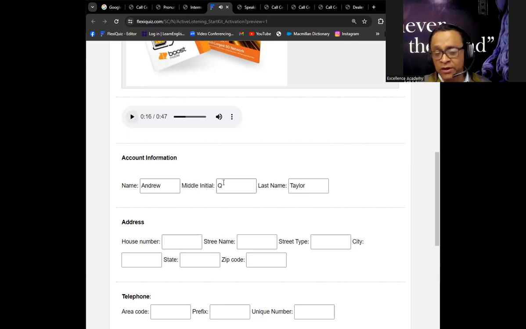Something very important for American names, Americans usually go by a first name and last name. That's it. In some cases, you'll have a middle initial, which is just a letter representing their middle name. So you might need to request it. In some cases, you might not.